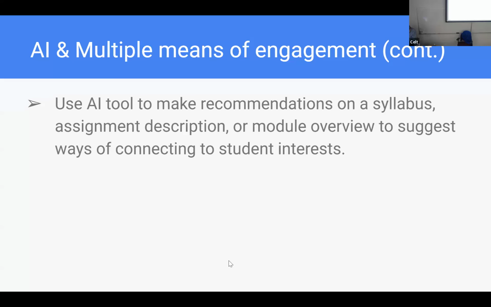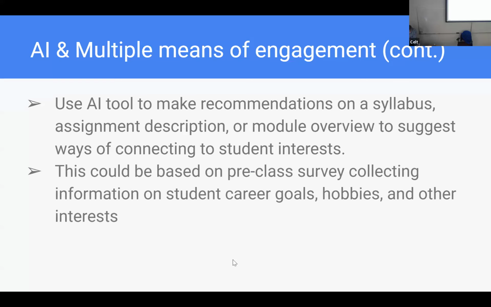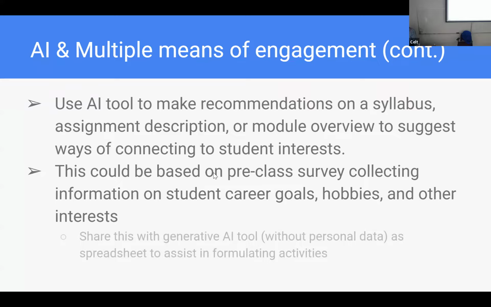Okay, so one simple thing to do is to use an AI tool to evaluate the materials you already have, to suggest ways of connecting with students' interests. And one thing that I often suggest is that you might want to do a pre-class survey or at the start of class, asking students about their career goals, their hobbies, and other interests. That information can be used to help formulate things that connect to students' interests.